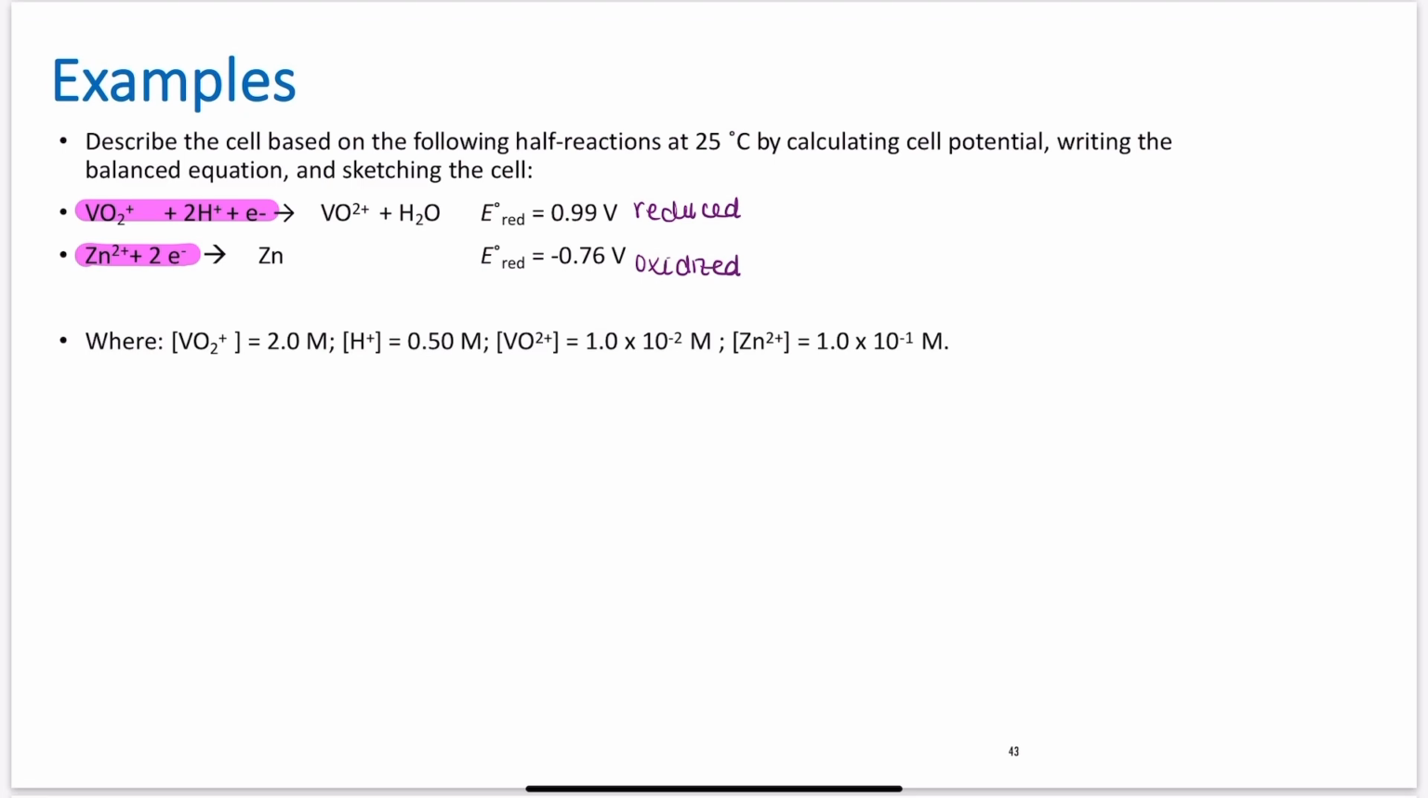So what is reduced is at my cathode. Oxidized is at my anode. I'm going to go ahead and draw the diagram over here. If I could draw a straight line. Draw my salt bridge in.